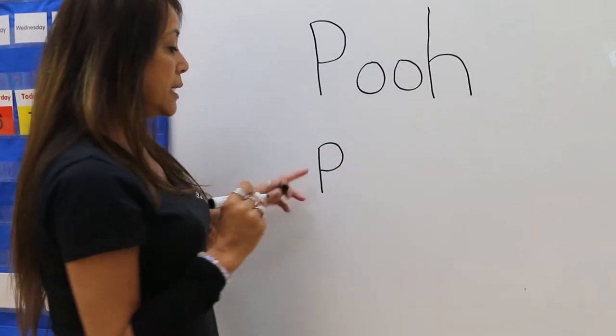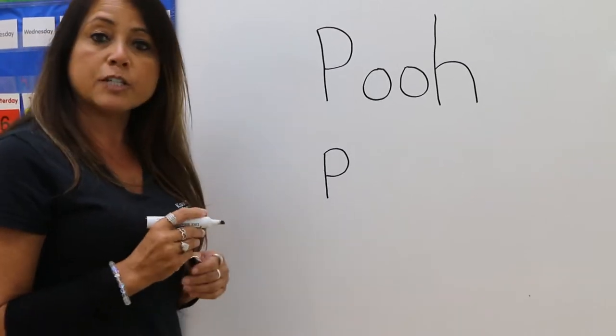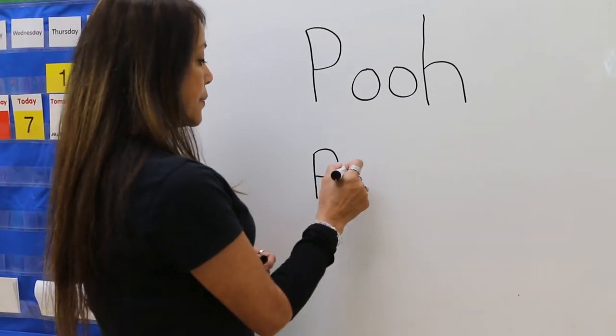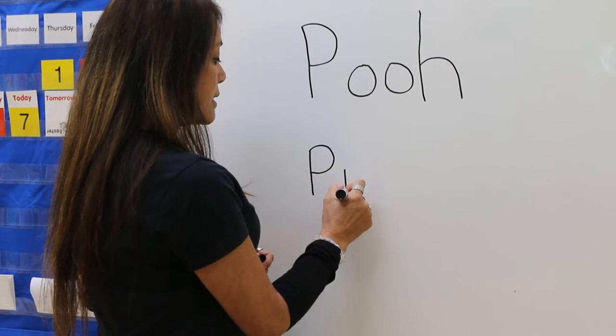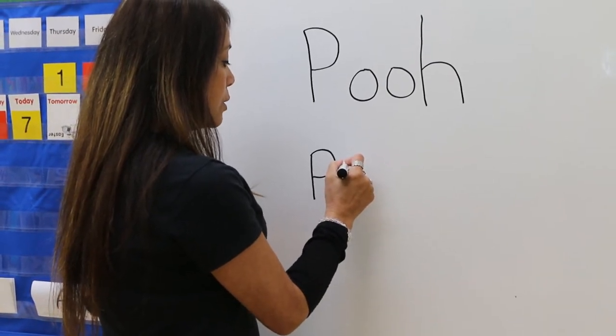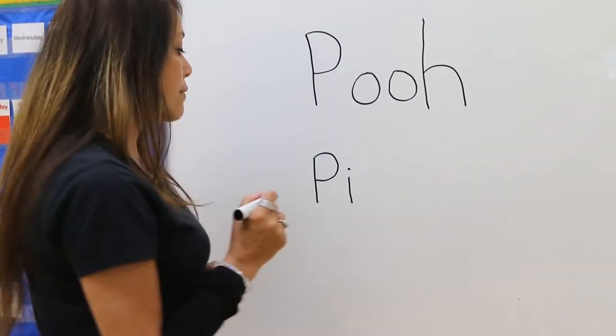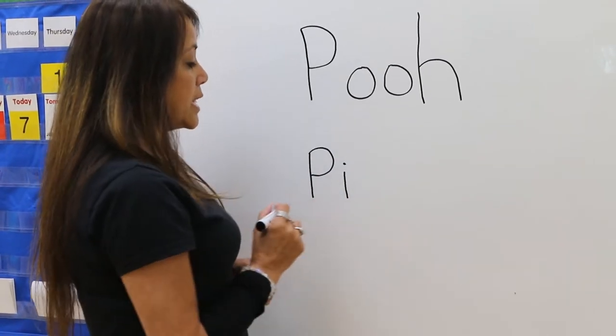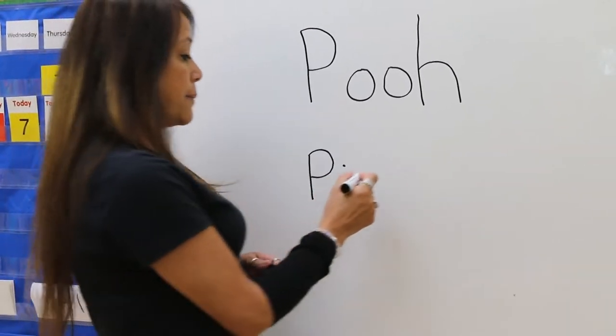For Piglet, the sound is the same. Another straight line with a half circle to make a P, just like Pooh, they have the same. We're going to do a lowercase I, which is a small line with a little circle above, the little dot for the lowercase I in Piglet.